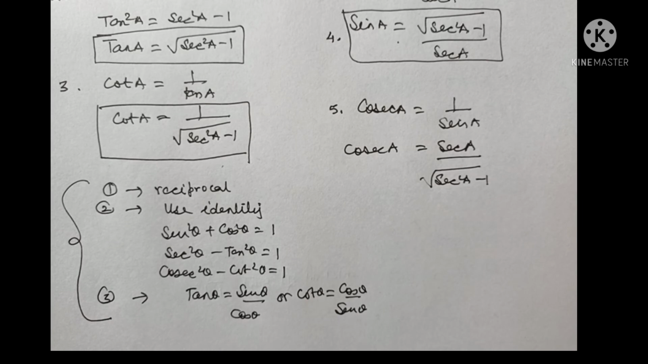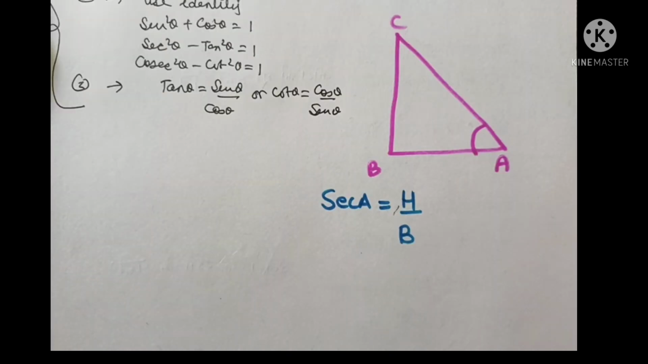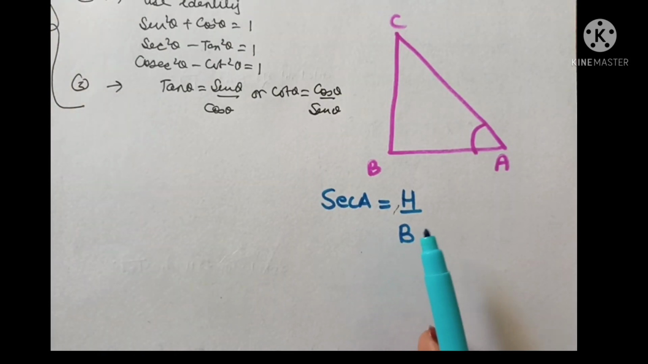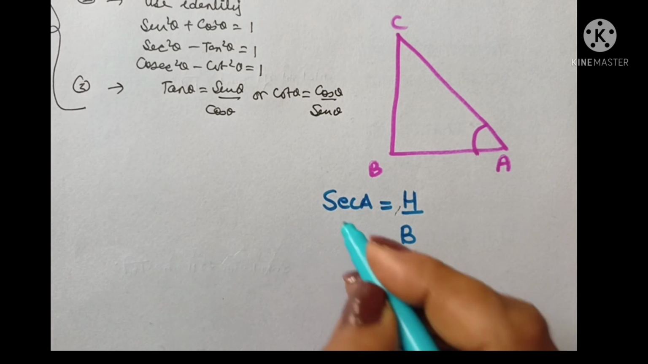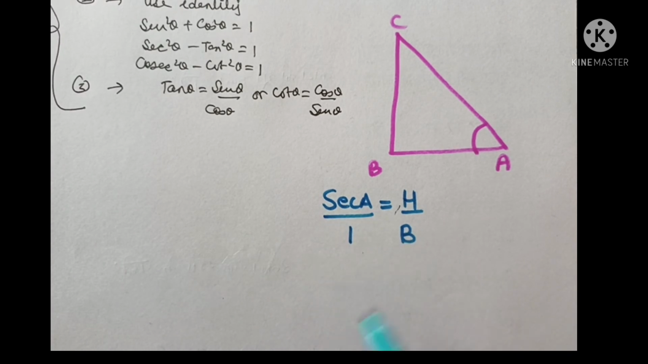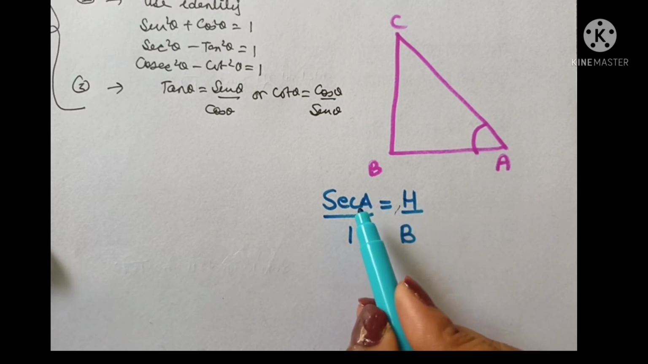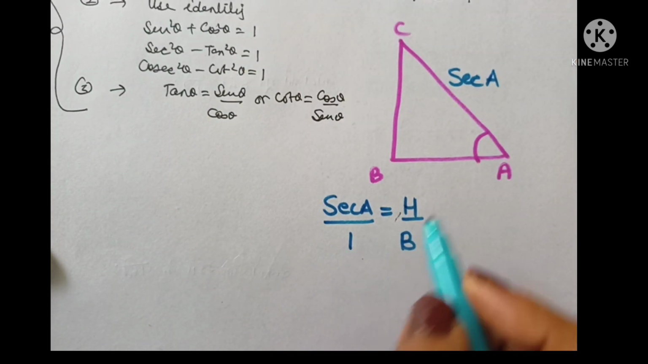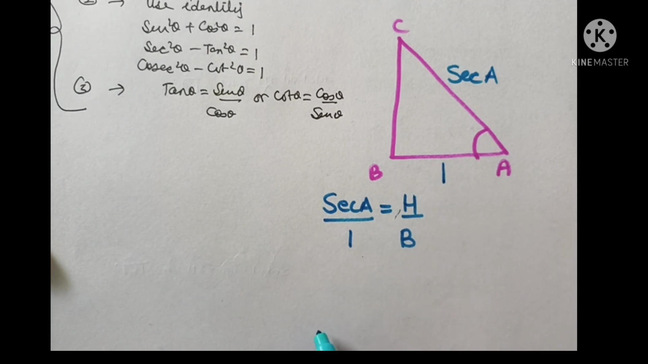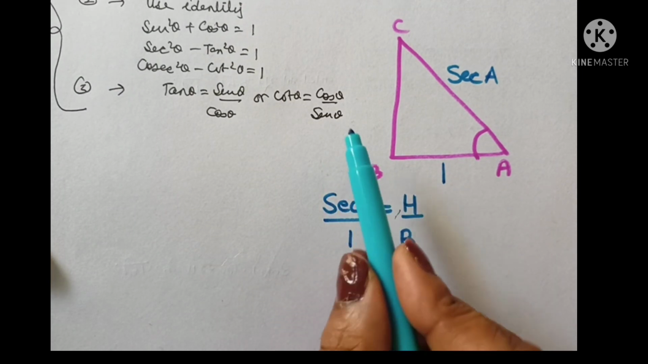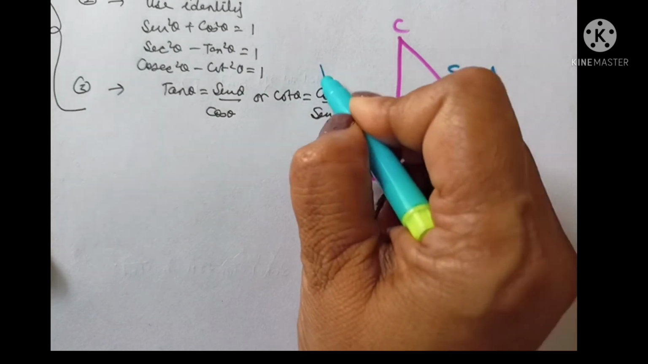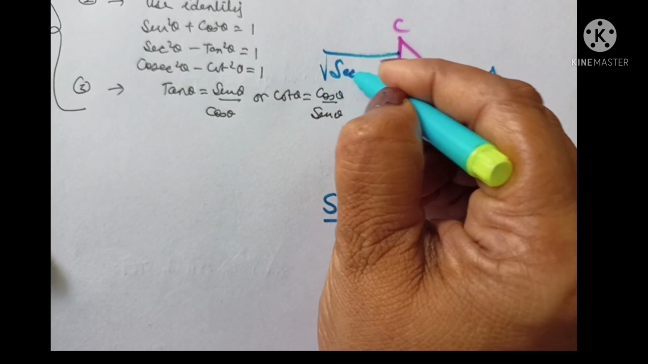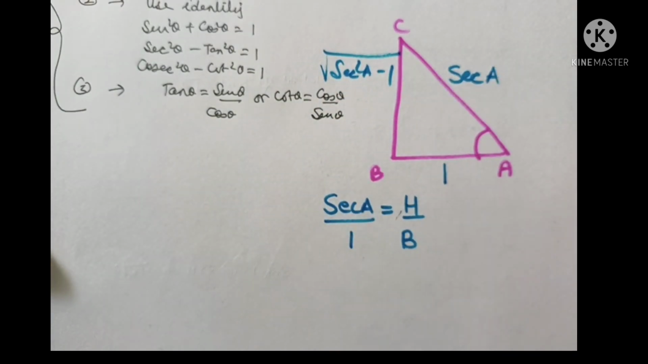And now let's again, just like question number 1, get to the shortcut method to write down all the t ratios in terms of secant A. Can I say secant A is equal to hypotenuse upon base, and secant A can be written as secant A upon 1. So corresponding to hypotenuse, I have secant A. So I write secant A in the hypotenuse. Corresponding to base, I have 1. So I write 1 in the base. So using Pythagoras theorem, I find out perpendicular, which comes out to be root of secant square A minus 1.